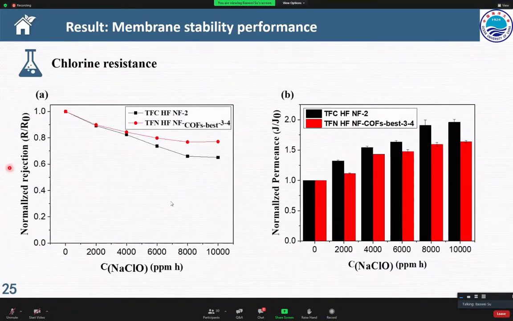We also test the chlorine resistance. We can see that after more than 10,000 ppm hours, the normalized rejection is much higher, but the normalized permeance is much lower for TFN than TFC, which means the prepared TFN has much better chlorine resistance.